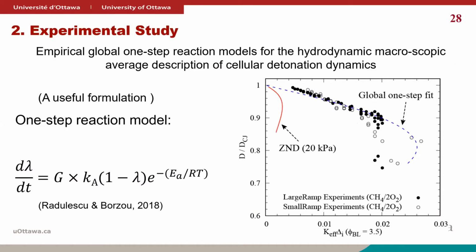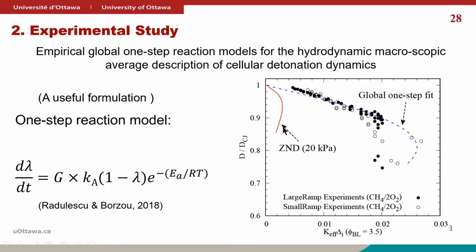A useful formulation of the detonation problem is seeking a macroscopic average description of the detonation structure, such that relevant empirical models can be developed for capturing the detonation dynamics at macro scales. Here, the work extracted the empirical global one-step reaction model from the experimental decay data by fitting the pre-exponential rate constant and the effective activation energy such that the DND model matched with the experiment as shown in this figure.